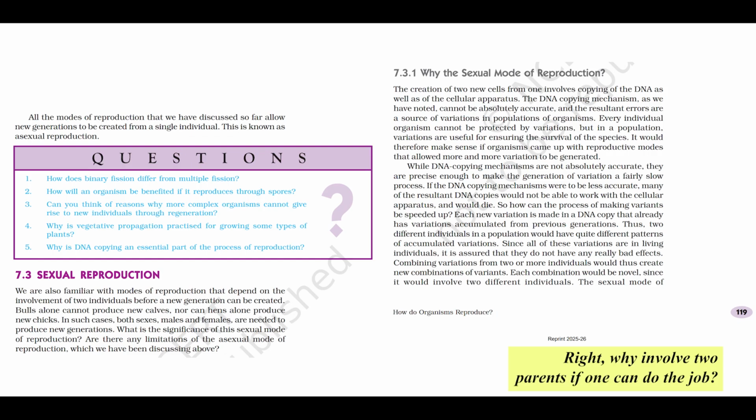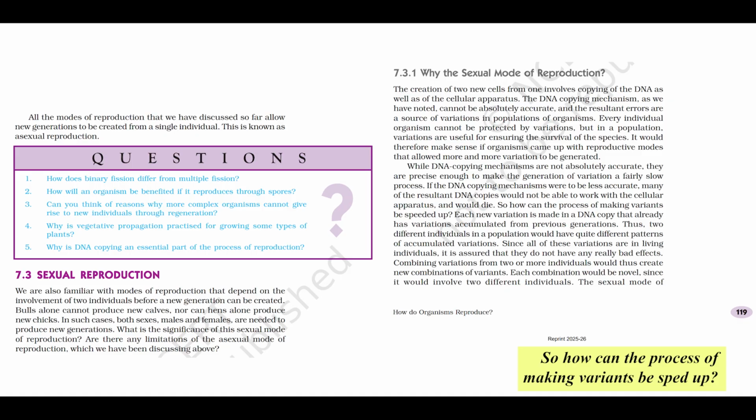Right. Why involve two parents if one can do the job? What's the advantage? Let's consider why the sexual mode is so prevalent, especially in complex organisms. We already discussed that DNA copying, while precise, isn't absolutely accurate. The resulting variations are fundamental for diversity. While these variations might not protect every individual, they are incredibly useful for the species' long-term survival, especially in changing environments. However, these natural variations arise relatively slowly through asexual reproduction. If the environment changes drastically and quickly, a new disease, a sudden climate shift, relying solely on slow, random variations might not be enough for a species to adapt in time.